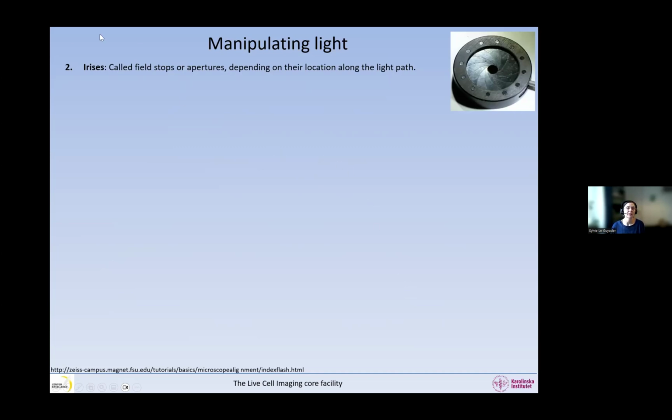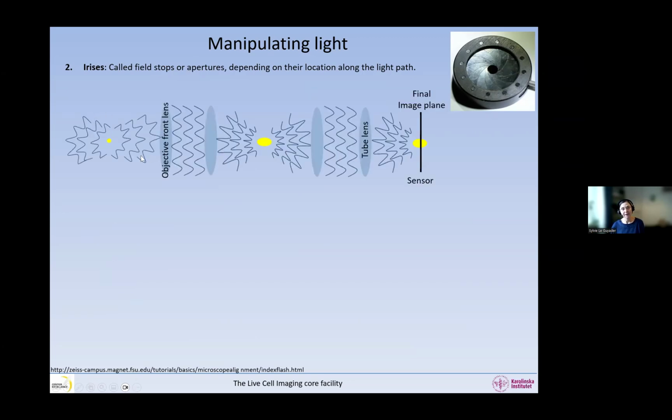But we can also manipulate the light using irises, and this is what they look like. It's a little diaphragm that can open and close. Depending on where they are along the light path, they can be called field stops or apertures. Here we have our sample with the objective, all the way to the tube lens, and then the sensor here, where we record the image. If we put an iris like this at an image plane, then it's called a field stop. You can think that this is where the image would form. So you can remember field of view, field stop. The place where we have the image is called a field stop.